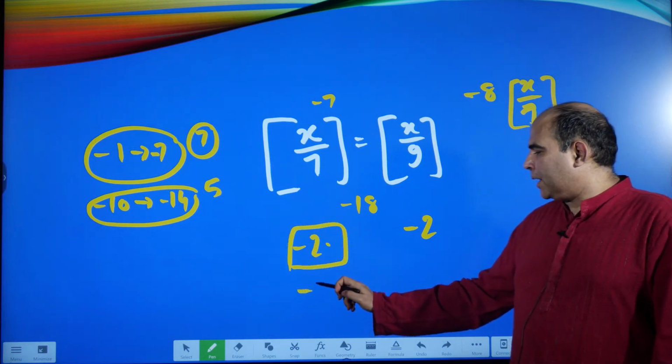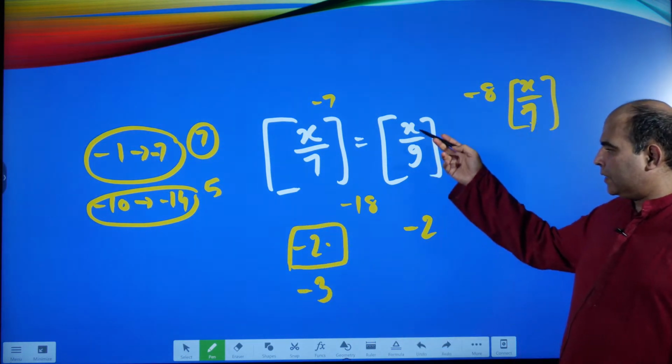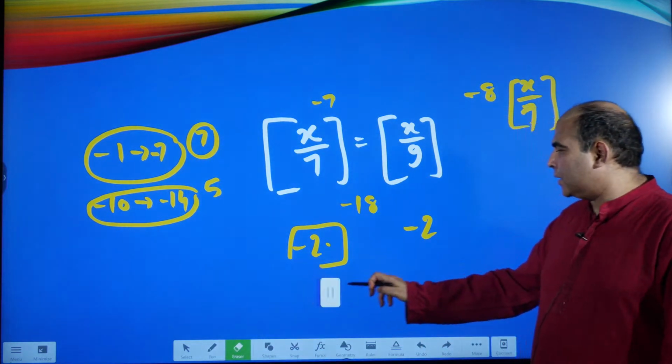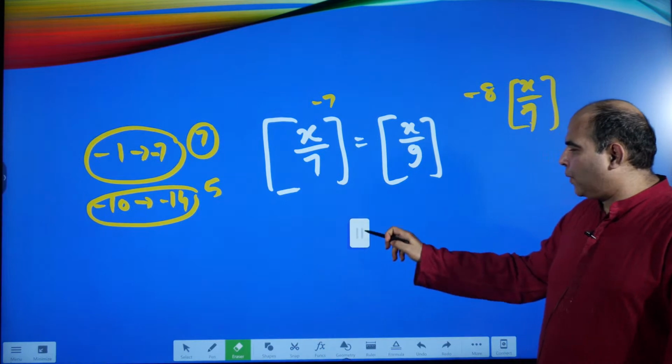So its GIF will be minus 3. And at minus 18, this is minus 2. GIF will be minus 2 still. So it's not happening at minus 18. So minus 19, 20 will come again.